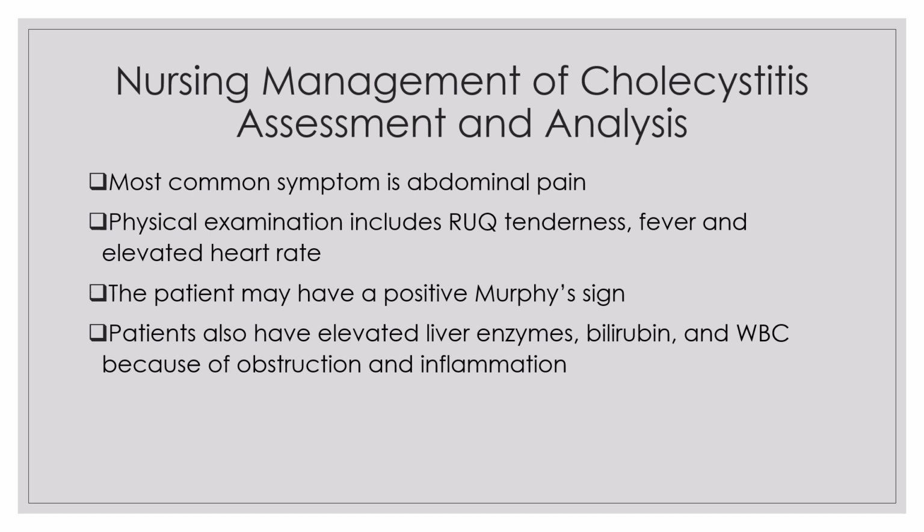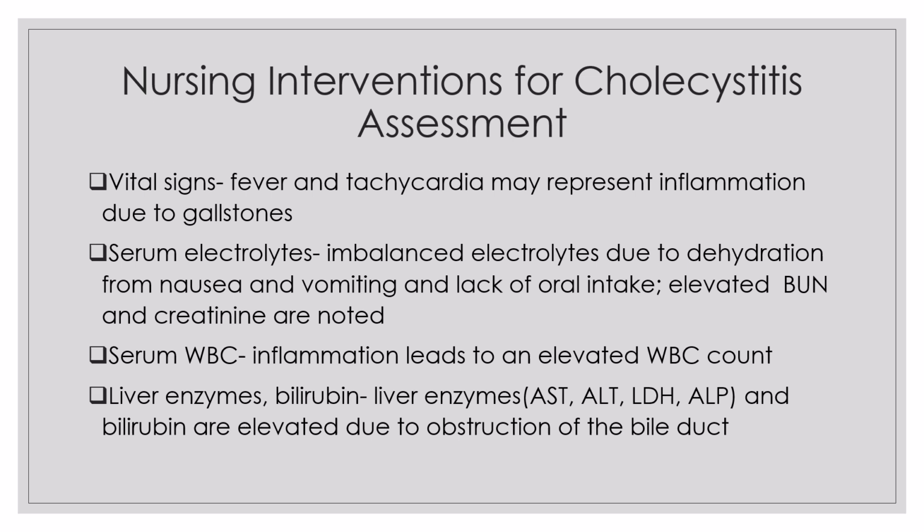Patients also have elevated liver enzymes, bilirubin, and WBC because of obstruction and inflammation. Vital signs we're going to assess because of fever and tachycardia. This can represent inflammation due to the gallstones. Serum electrolytes: these imbalanced electrolytes are due to dehydration from nausea and vomiting and lack of oral intake. An elevated BUN and creatinine may be noted.